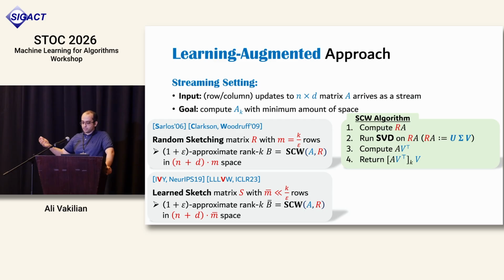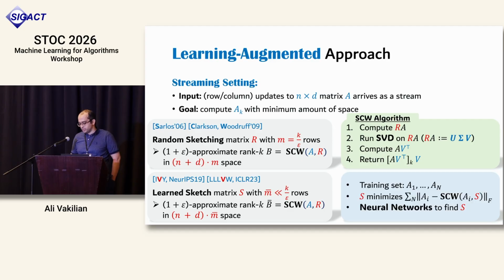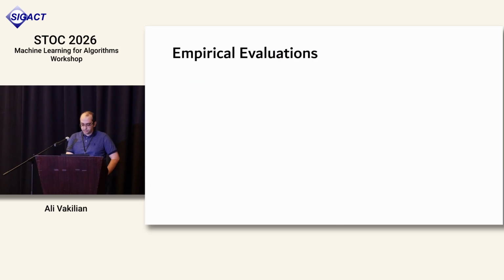So it's going to have a smaller number of rows. This is what we hope to achieve. And still, we are going to run the same SCW algorithm, and then we are trying to learn the best S for that algorithm. So basically, we have a training set. We are trying to pick S that minimizes the expected error over these training matrices. Okay, so there are some challenges on how we can train it, but let's forget about that. What we have actually captured in our paper, if you're interested in.